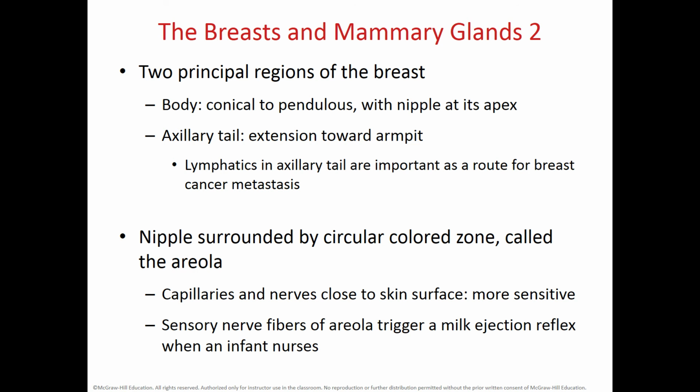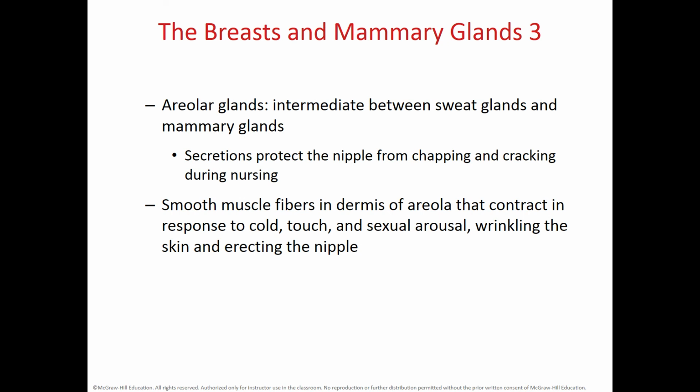The nipple is surrounded by a dark skin that is called the areola, and in this area you have capillaries and nerves that are more sensitive. And then in here you also have these sensory nerve fibers that help to trigger milk ejection when the female is nursing a baby. Within this tissue we have glands that are called the areolar glands that are intermediate between the sweat glands and the mammary glands. And actually the mammary glands are coming from the integumentary system.